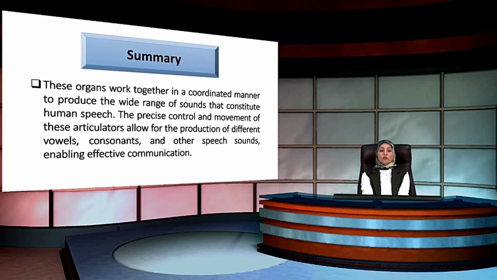These organs work together in a coordinated manner to produce a wide range of sounds that constitute human speech. The process, control, and movement of these articulators allow for the production of different vowels, consonants, and other speech sounds, enabling effective communication.